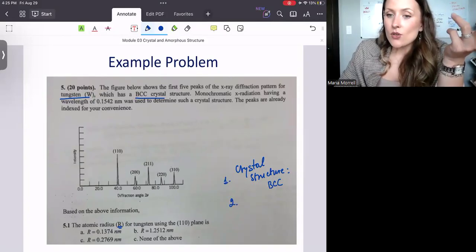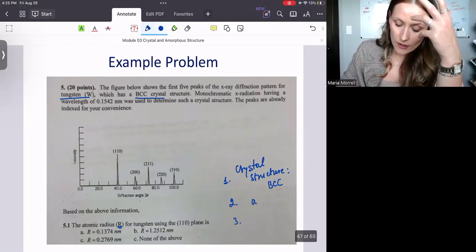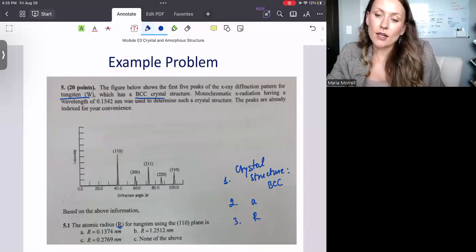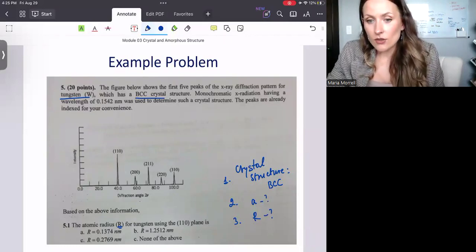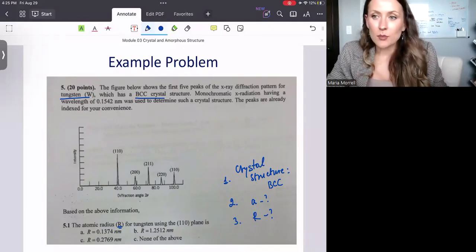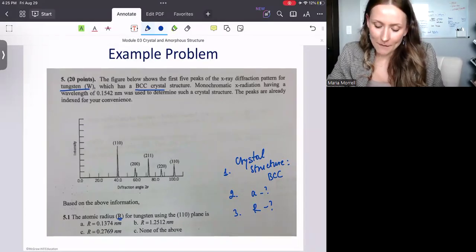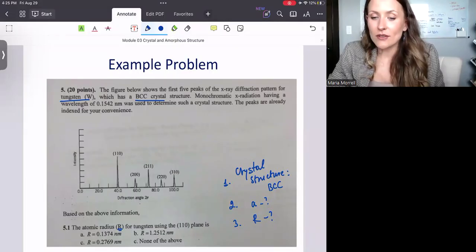Number two, once you know that, you can easily find a, and then once you know a, you can find the radius. This is a sad question, right? The reason it is a sad question is because if you are a very good student, you might as well just go into the appendix, right, and pull up that number, because the radius is also given in the table, right?